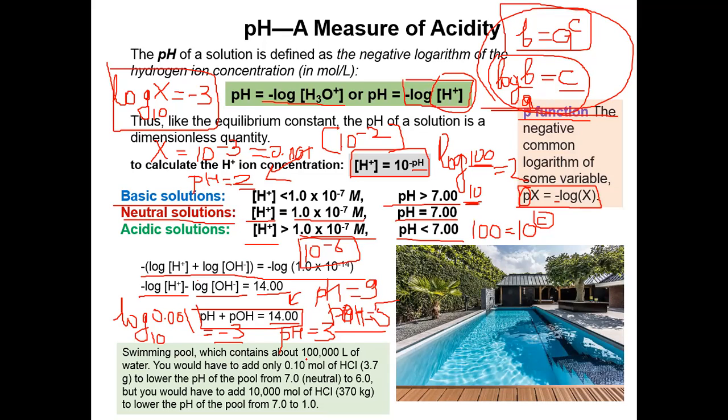Okay, so there is just an example here. For a swimming pool which contains about 100,000 liters of water, you would have to add only 0.1 moles of HCl, which is 3.7 grams, a very small amount, to lower the pH of the pool from 7 to 6. To change the concentration of H plus by 10 times more, you would have to add 10,000 moles, which is 370 kilograms of HCl to change it from 7 to 1.